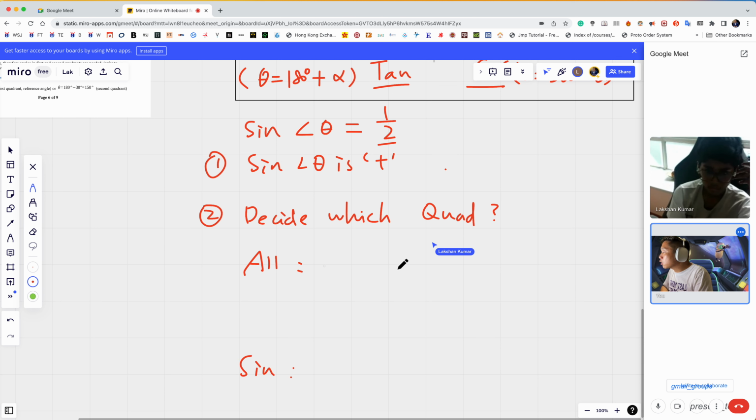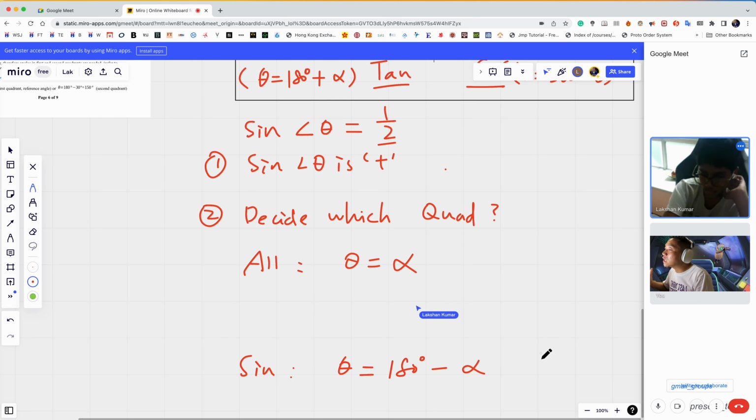Okay, for the all quadrant, what's the formula? Theta equals the basic angle. And for the sine quadrant, theta equals 180 minus the basic angle. That's the reason why I say you have to memorize the quadrants plus the formulas in the quadrants. Alright? Okay, step three.